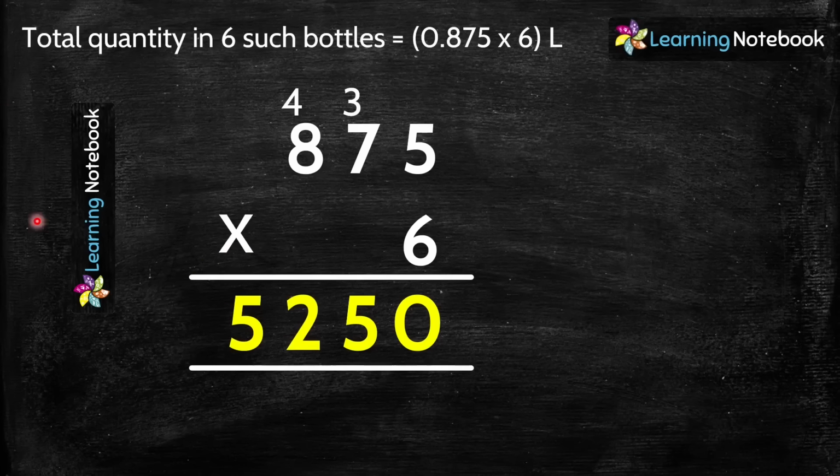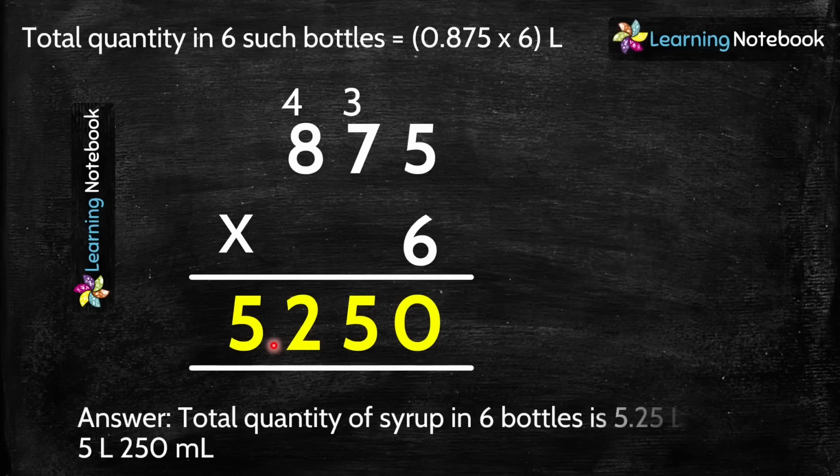5250. Now students, the given decimal number has 3 decimal places. So the product will also have 3 decimal places. So answer is 5.250. Let's write the answer statement. Total quantity of syrup in 6 bottles is 5 liters 250 milliliter.